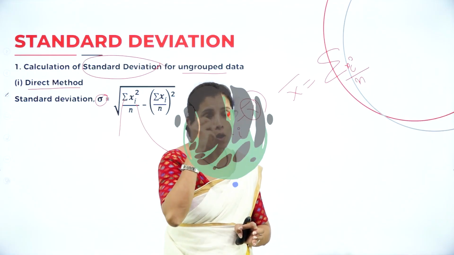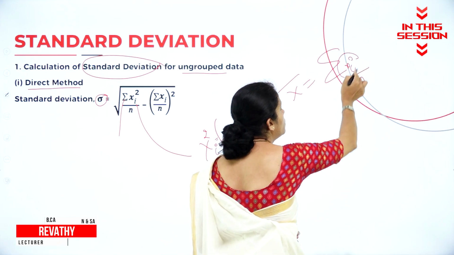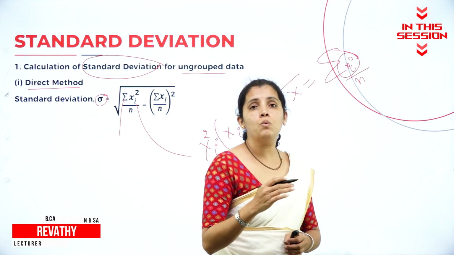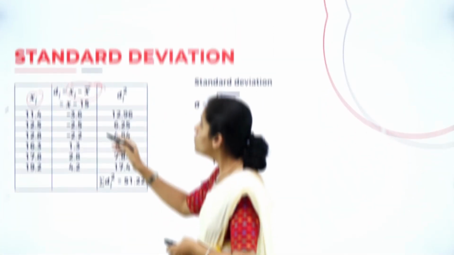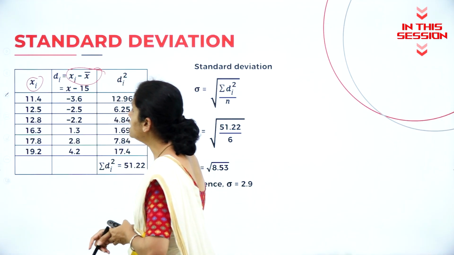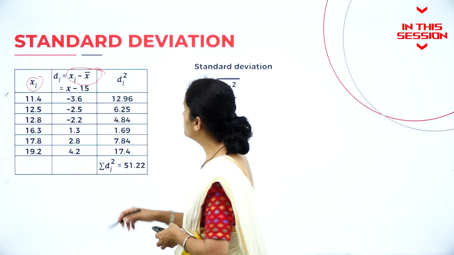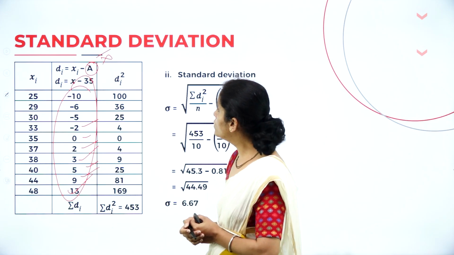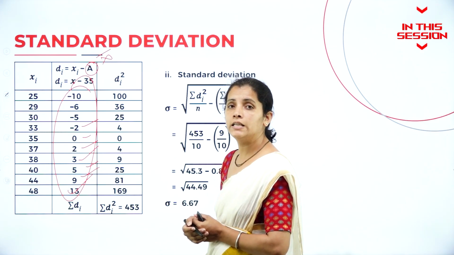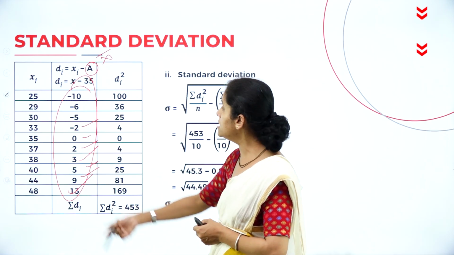I want to add all the elements together and I want to divide that value by n. So what is n here? That's nothing but the number of elements. What is xi? That's nothing but 11.4 minus 15. And what's the answer? Minus 3.6. At the same time, what I want to do? I want to find the di square. So what I will do? I'm going to take the square of this data.